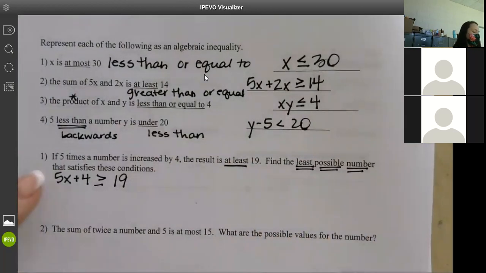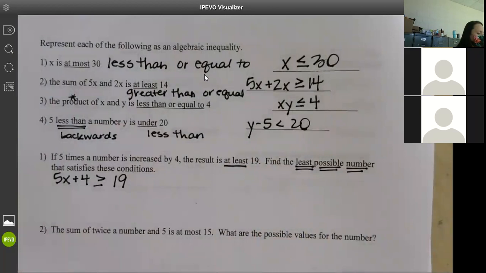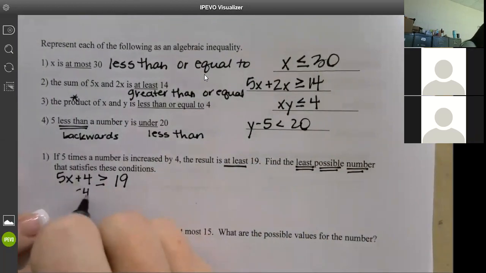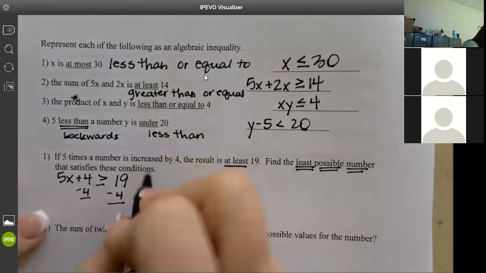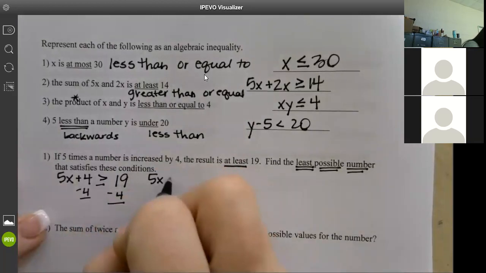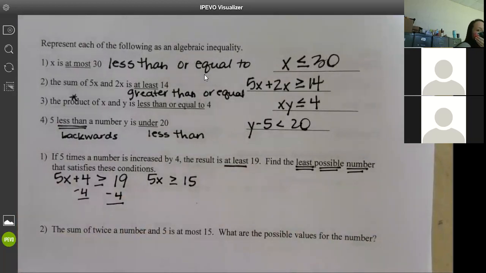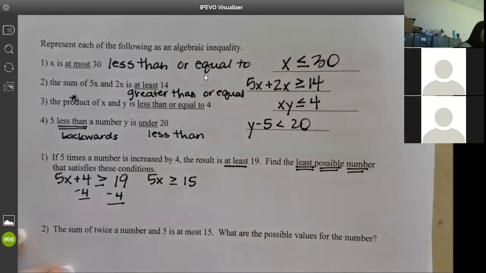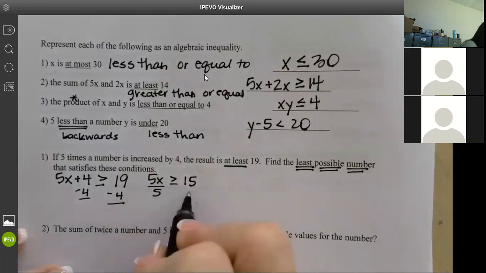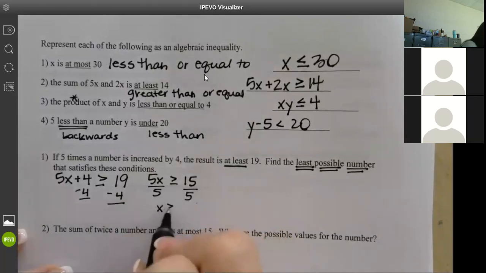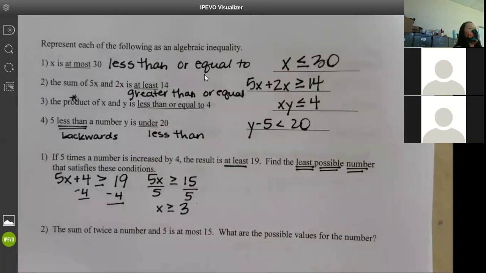How do we solve this? That's what we just did in our notes. Get rid of the 4. So we're going to subtract our 4. I'm going to write it up here because I'm going to run out of room. 5x is greater than or equal to 15. How do I solve? 15 divided by 5. Perfect, divide by 5. And remember, I don't change anything because there was no negative in there. And I get x is greater than or equal to 3.